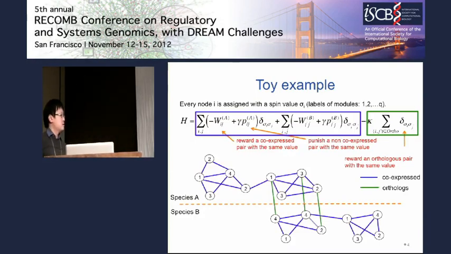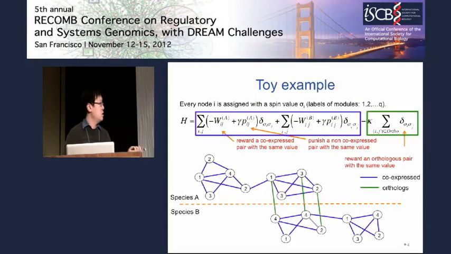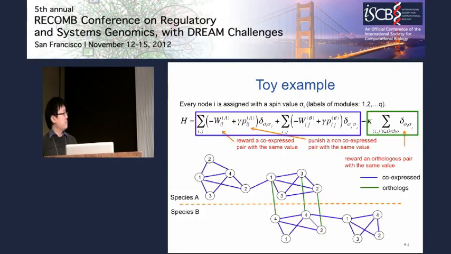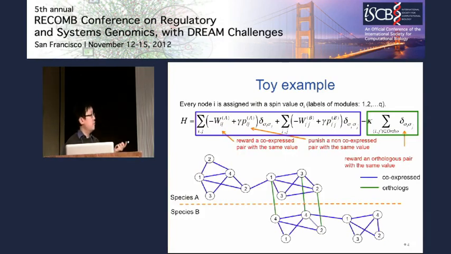Let me try to walk you through. This W is nothing but the adjacency matrix, 1 or 0. If a pair of nodes connected by blue links have the same spin value, say these two nodes connected with a spin value equal to 4, this delta function will be equal to 1. Therefore, this pair will contribute a negative 1 term here, which means the energy is lower.